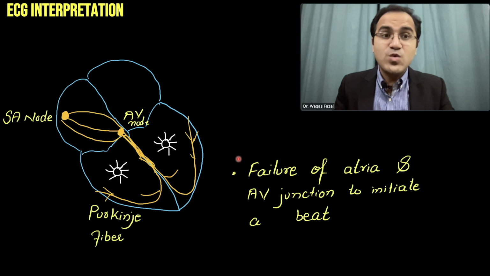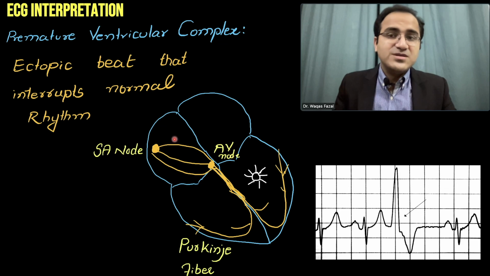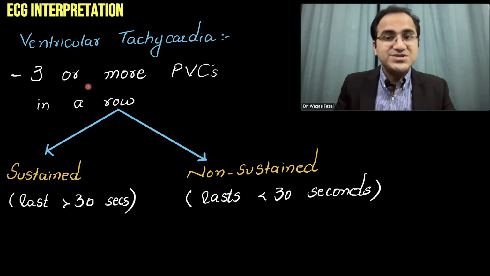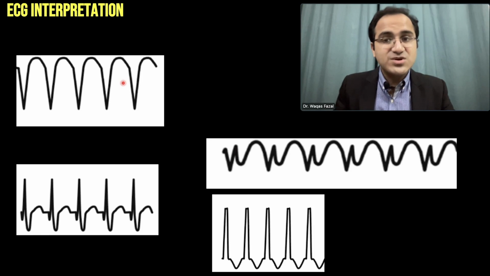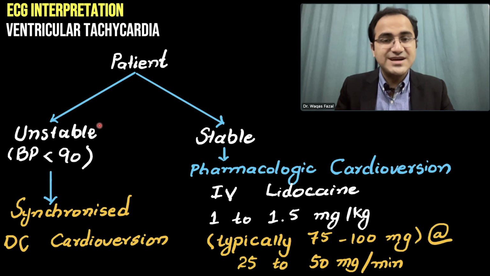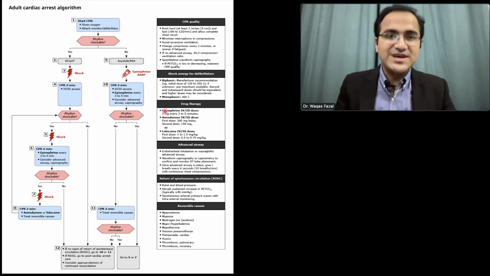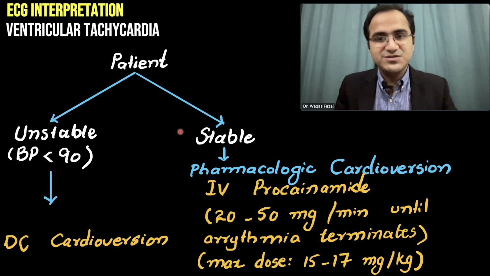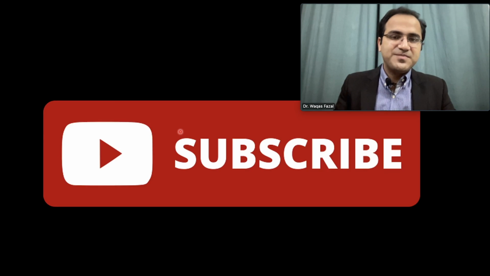In this video, we talked about what is ventricular rhythm, what is the morphology of ventricular rhythm, what are premature ventricular complexes. Three or more premature ventricular complexes in a row is called ventricular tachycardia. How can ventricular tachycardia present, the causes, the different morphologies, characteristics of ventricular tachycardia, and the management of ventricular tachycardia: the CPR protocol, the ACLS protocol in an unstable patient with VT, and the general management measures.